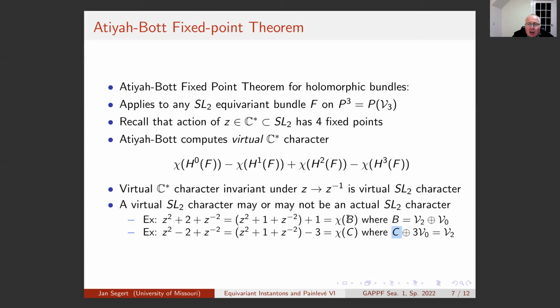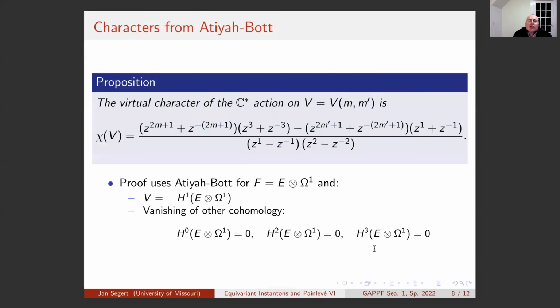So this is a character of an actual SL2 representation. This is a character of just a strictly virtual one. So an obstruction to having these equivariant instantons for invariants M and M prime is if any of these characters for the vector spaces V or W are virtual representations that are not actual representations of SL2.